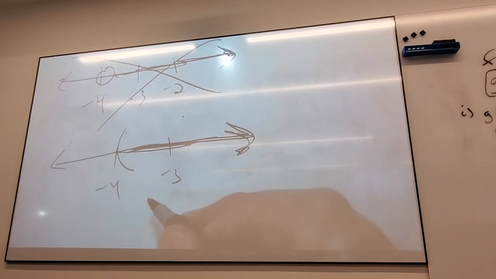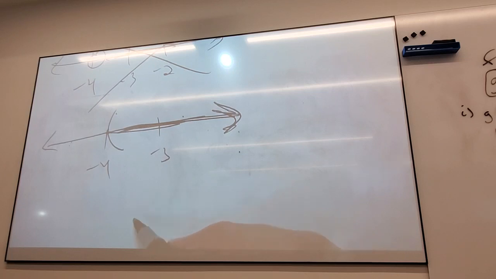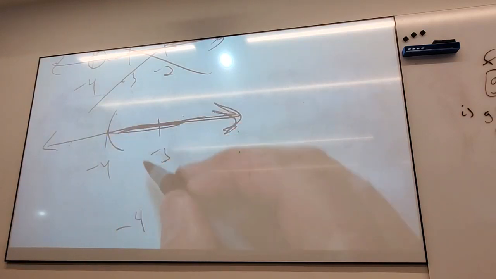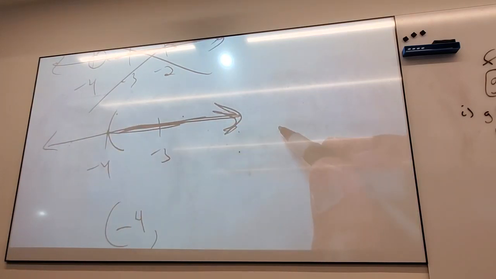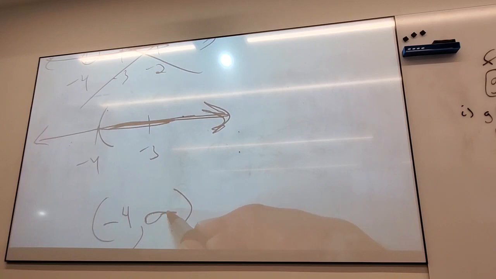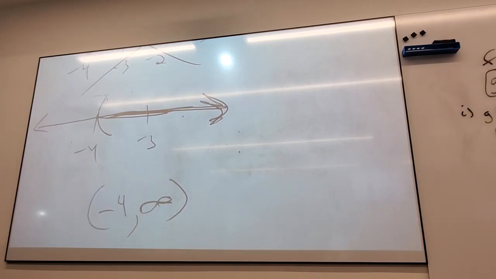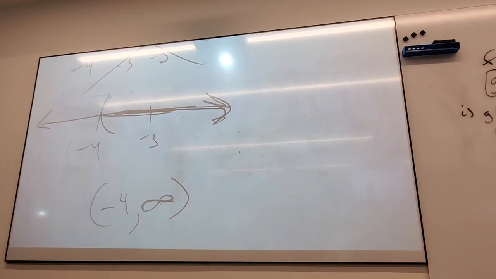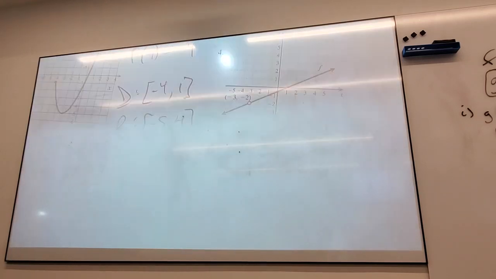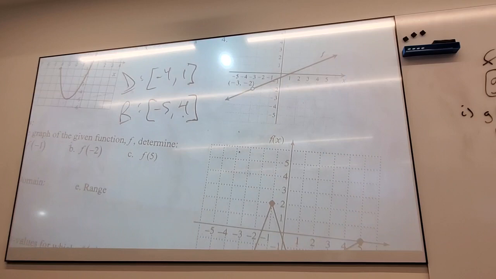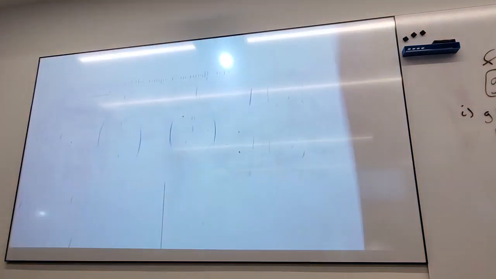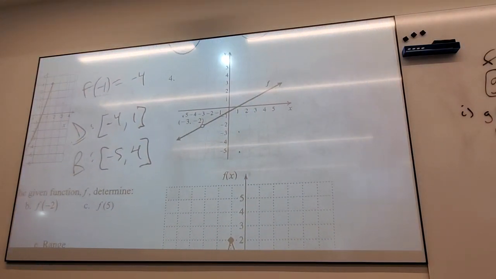How would I write this in interval notation? Anyone remember? What's the lowest it could be? -4. Do we include it? No. Up to what? Infinity. Make an infinity, Jeff. There you go. Alright, is that all coming back? Sort of. To infinity and beyond.